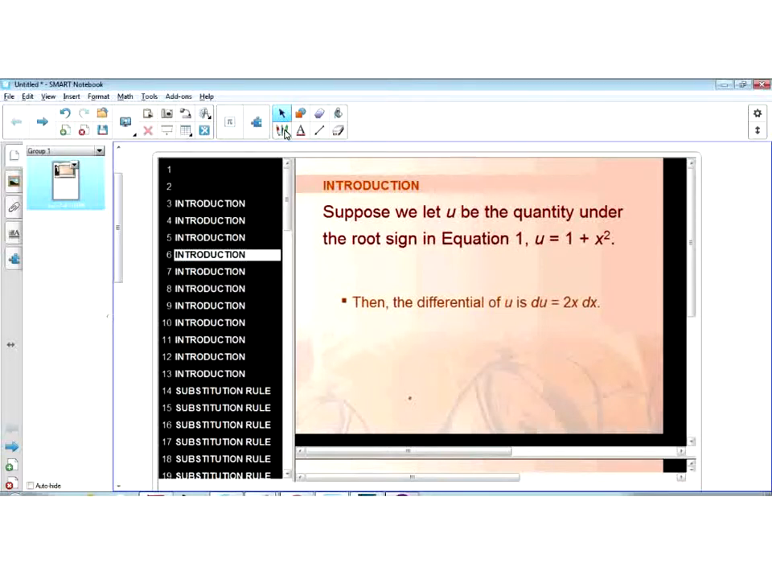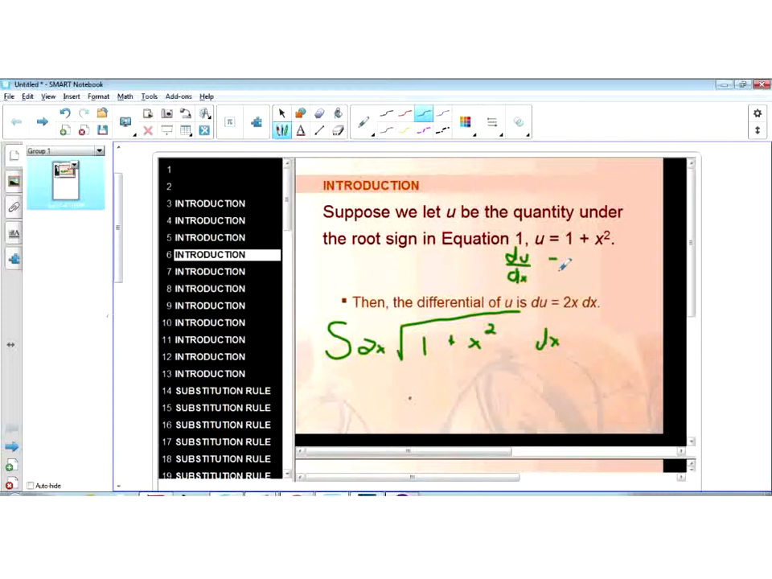So in this case, the indefinite integral was 2x times the square root of 1 plus x squared, differential x, okay? So now if we let u equal 1 plus x squared, then of course du over dx is 2x, right? So differential u, recall from chapter 3, is 2x dx. And of course 2x dx appears in our integral.